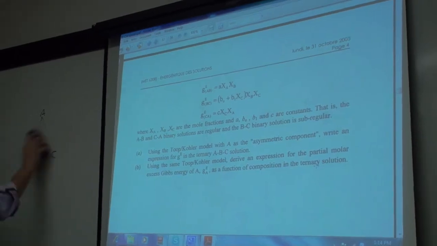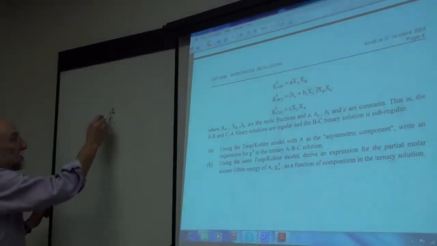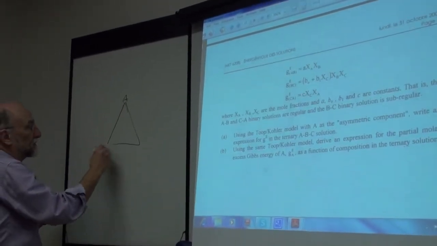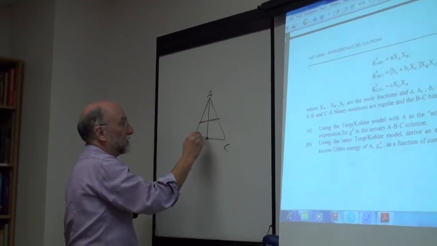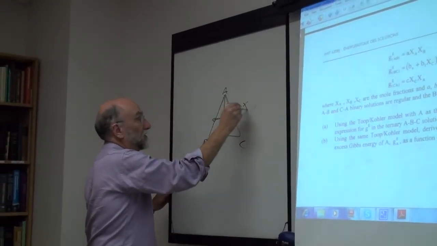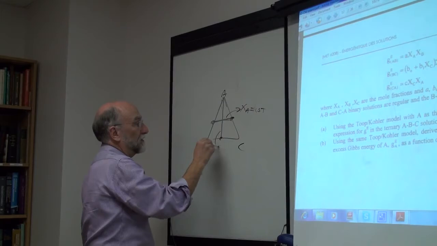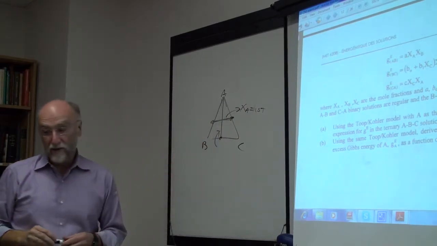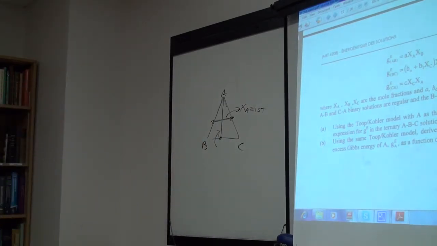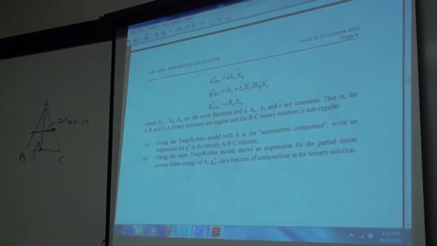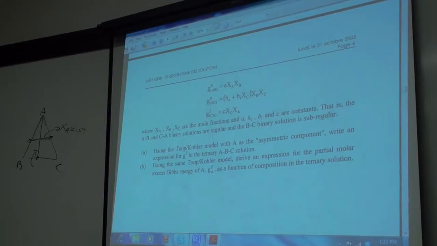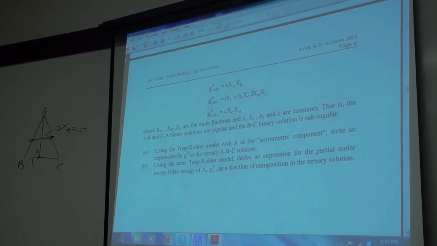So we're going to use the Kohler model with A as the asymmetric term, so we're going to base it on these 3 points here. This line here is XA is constant, and this line here is the ratio of BC is constant. The two sides are regular and the base is a subregular solution given by that expression. So you want GXS and GXSA.